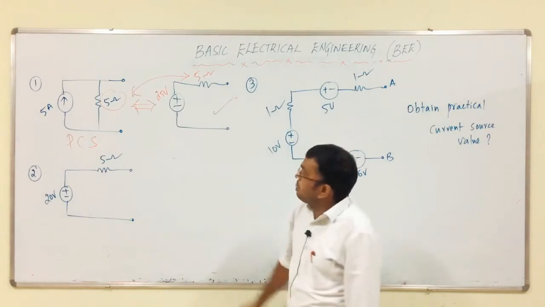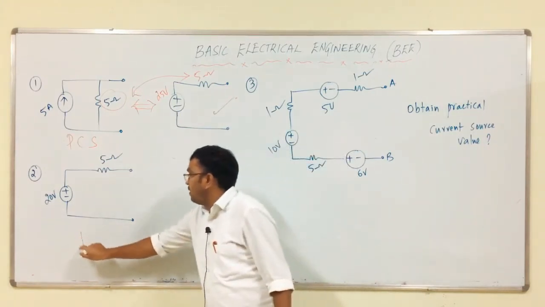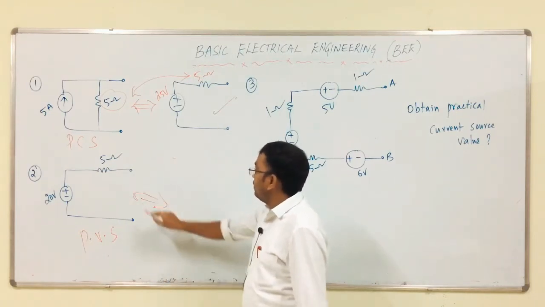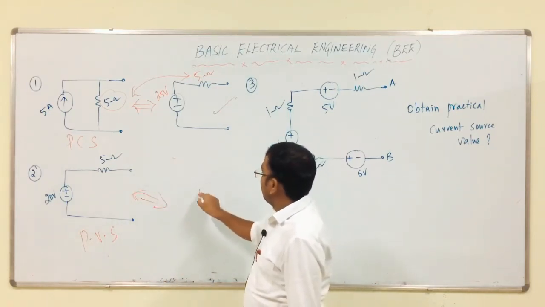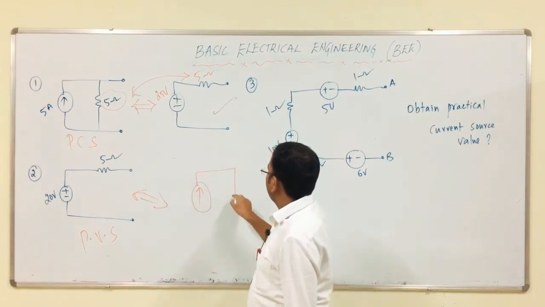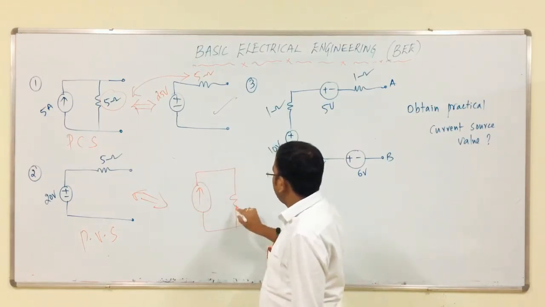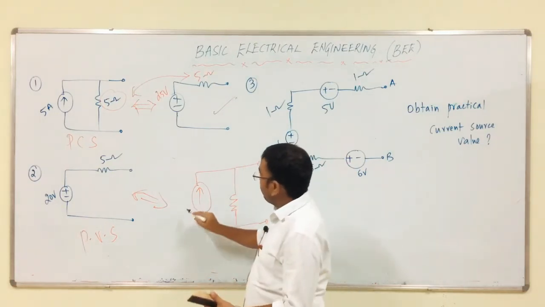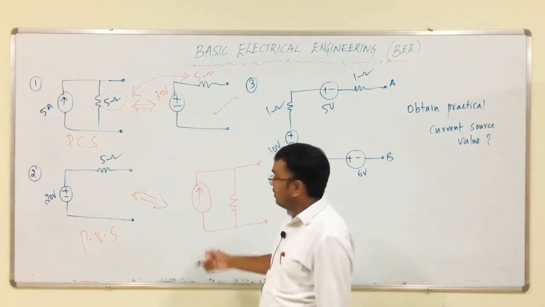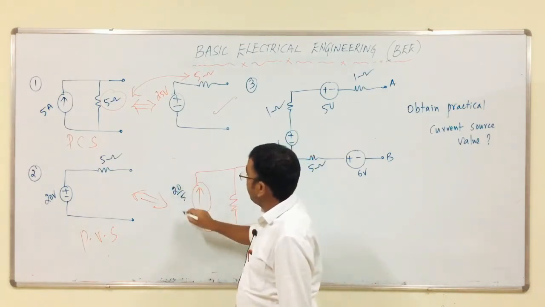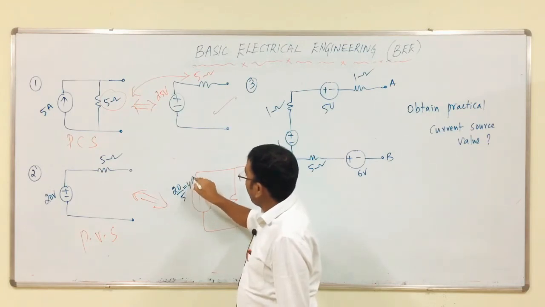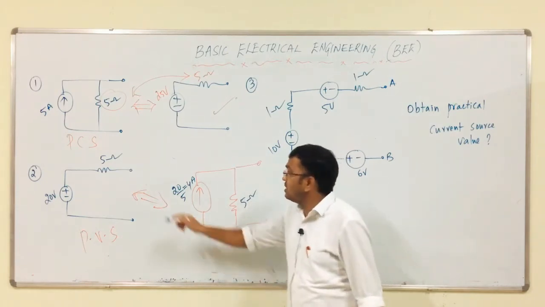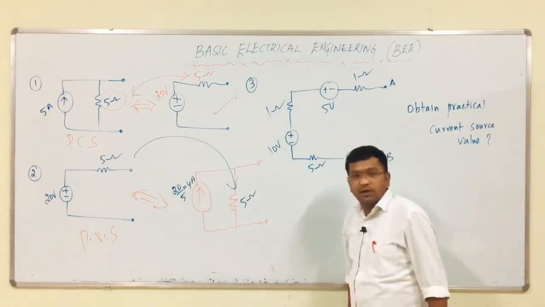That is it. Coming to this case, this is a practical voltage source. From this, we have to get a practical current source: current source in parallel with resistance. And the value of this current source is what? V by R, that is 20 by 5, which is equal to 4 amps. What about this? 5 ohms. As it is we have to write 5 ohms.